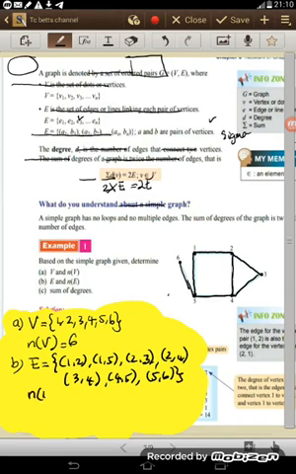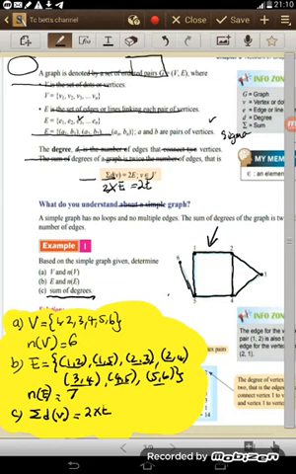Okay, next, the number of edges, how many? You can count from here, you can count from here also: 1, 2, 3, 4, 5, 6, 7. And you can see here also 7. Yeah, 7 edges. Okay, go to C. The sum of degree for the graph. We write the sum of degree equal to 2 times the edges. How many edges? 7. That means the sum of degree is 14.